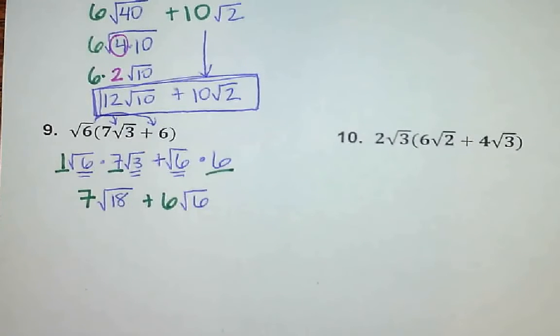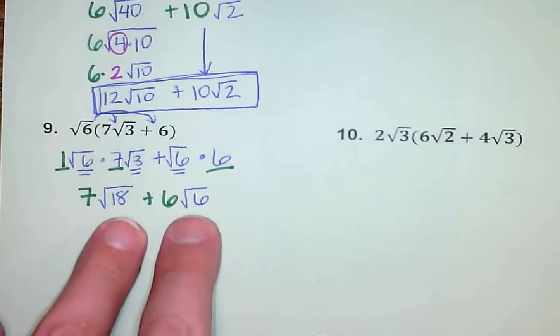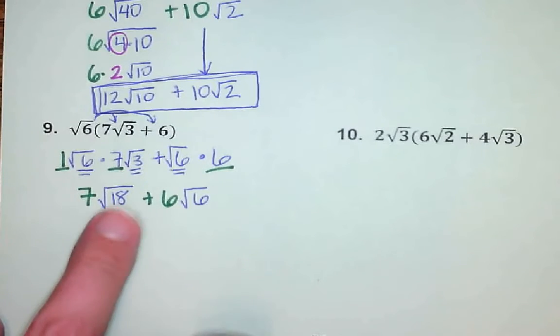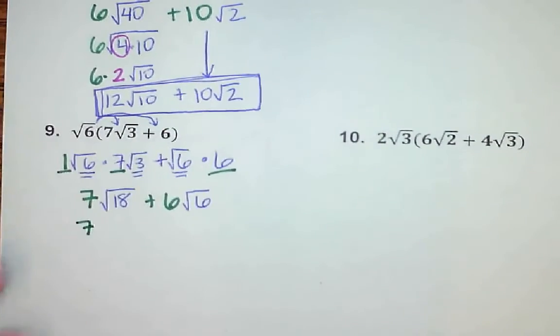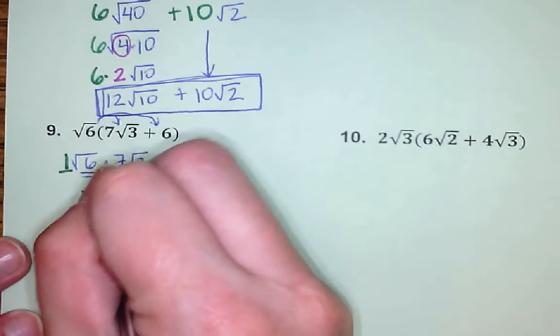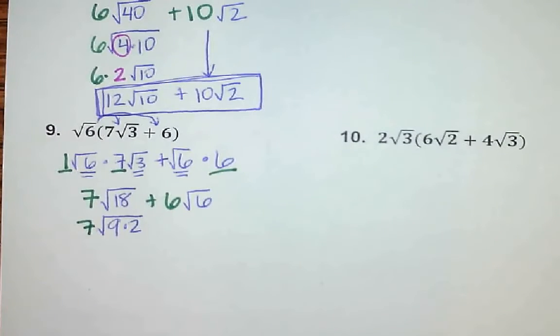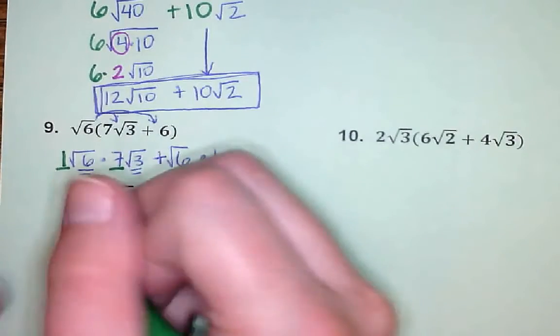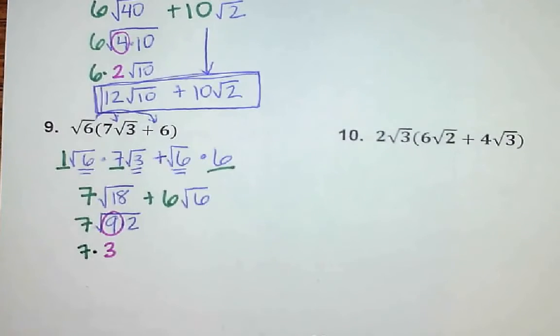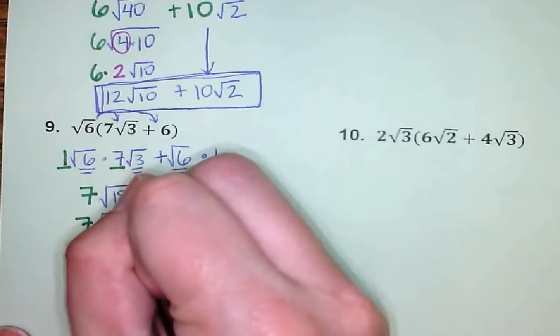Is this guy simplified right here? It is not, unfortunately. So, guys, we can rewrite this one as 7 times the square root of 9 times 2. Are you guys comfortable with that? Okay, the square root of 9 is 3. So this becomes 7 times 3. And then our little 2 got left inside of our radical. So it's times the square root of 2. 7 times 3 is 21. 21 square root of 2.